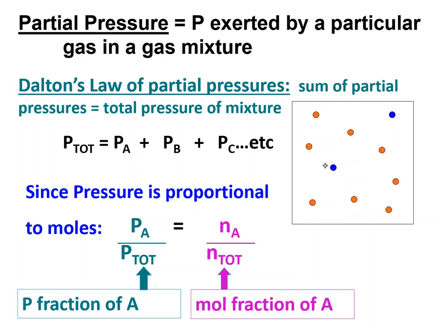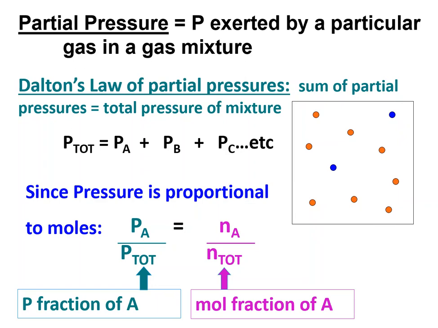Why is that? Well, some of the collisions against the wall are due to the blue, and some of the collisions are due to the orange. And so part of the pressure is due to blue and part is due to the orange. Now let me clean this up and let's look at what's going on here.